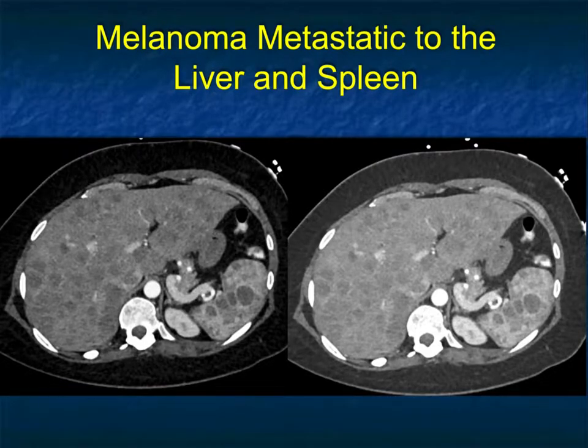So when you see melanoma or you evaluate for melanoma, you've got to look at the spleen, you've got to look at the liver, you've got to look at the adrenals, you've got to look at the bowel, you've got to look at the muscle, you've got to look at the soft tissues.